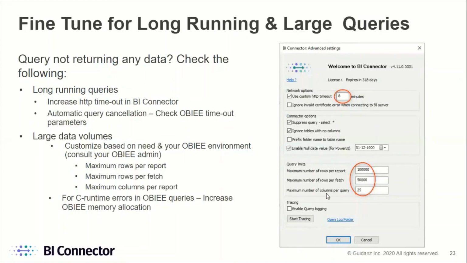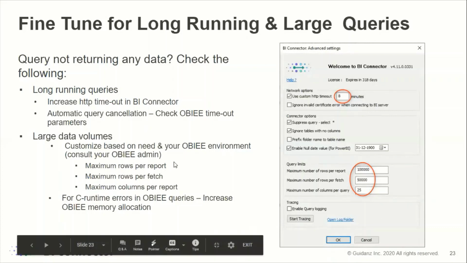Additionally, there is also the maximum number of columns per query. We highly recommend you narrow down only to the data points that you need and set a slightly higher number than the required number here. You can always consult your OBIEE admin, and based on your need, you can set this up. And for C runtime errors in OBIEE queries, you need to increase the OBIEE memory allocation.